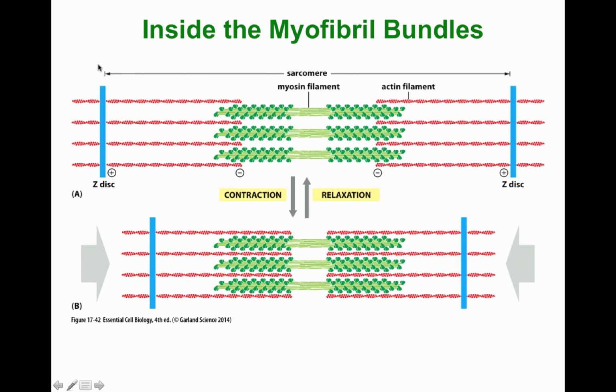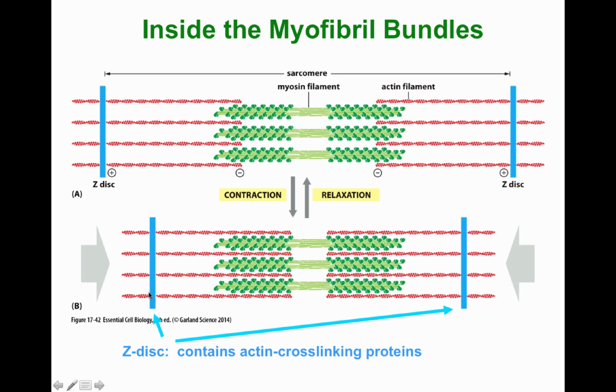Now, when the muscle is induced to contract, the myosin thick filament is able to move and bind to actin and move towards the positive side, inducing a contraction of the sarcomere structure. As I mentioned, the Z disc has the actin cross-linking proteins that keep the sarcomere nicely organized and tethered in place.